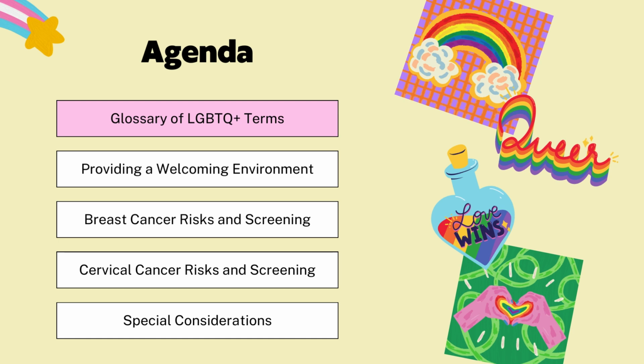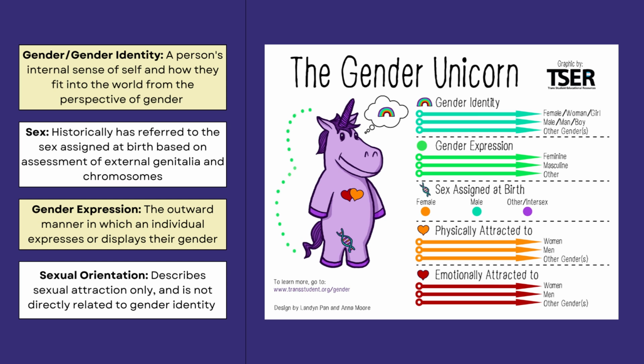First, let's talk about some key terms and concepts related to LGBTQ individuals. It is important for us to distinguish between sex, gender, sexuality, and gender expression. Gender, or gender identity, refers to a person's internal sense of self. Separately, sex refers to prescribed sex on the basis of genitalia or chromosomes. Sex and gender identity do not always match, so we should not treat them as synonymous.